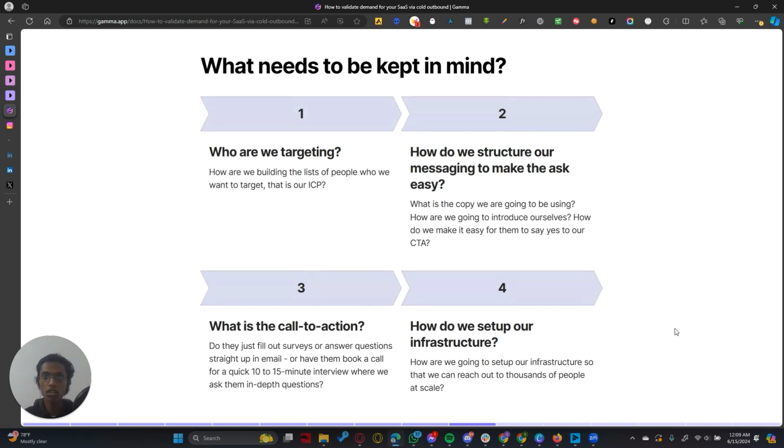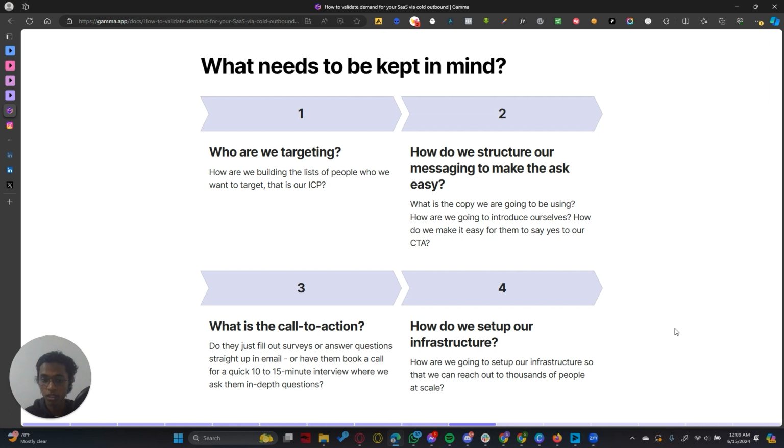What needs to be kept in mind? Number one, who are we targeting? How are we building the list of people who we want to target? That is our ICP. How do we structure our messaging to make the ask easy? What is the copy that we're going to be using? How do we introduce ourselves? How do we make it easy for them to say yes to our call to action?